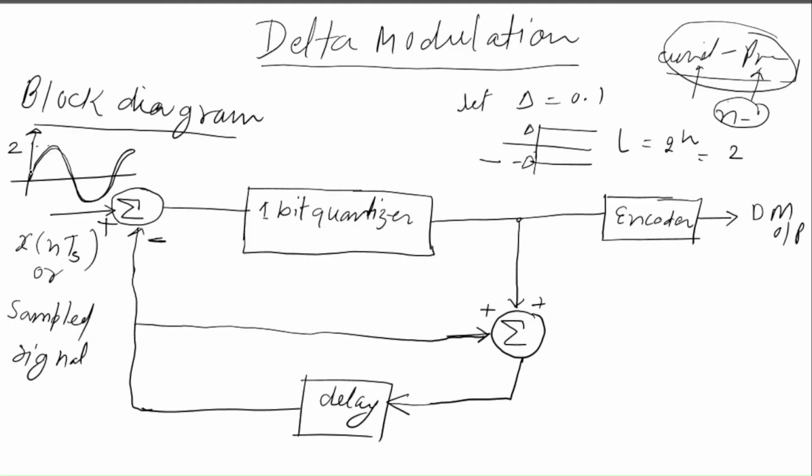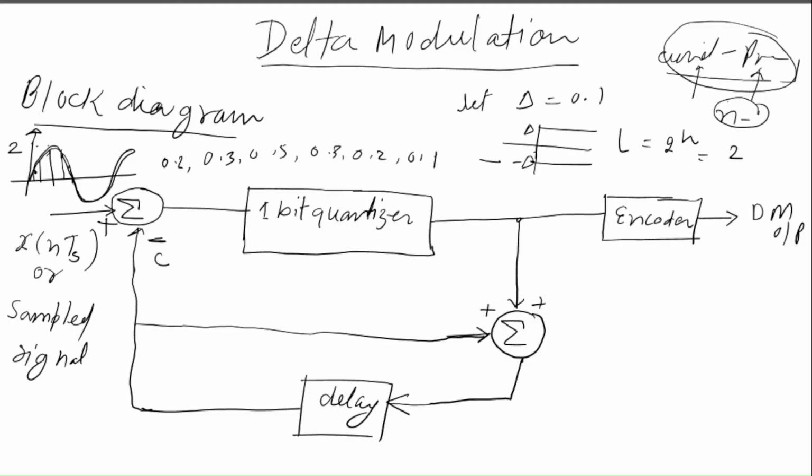First it goes through the sampler. Before this summation there is a sampler, and that sampler gives you the sampled signal of this sinusoidal signal. Let the sample values be 0.2, 0.3, 0.5, then again 0.3, 0.2 and 0.1, like this, because the signal goes upward to this point and then downward. So these are the samples.